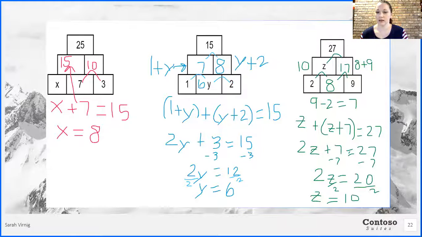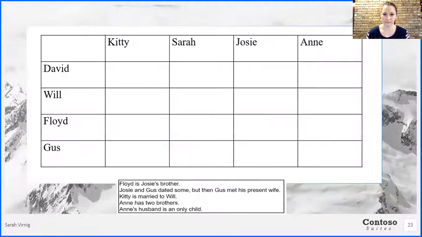Now, if we know that this is 10, to find the right box on the middle side, we can take 27 minus 10, which gives us 17. 17 minus 9 gives us 8. Now we can work our way back up and check it, because 8 plus 9 is 17, and 17 plus 10 is 27. And now that that is done, we may move on to our next question.